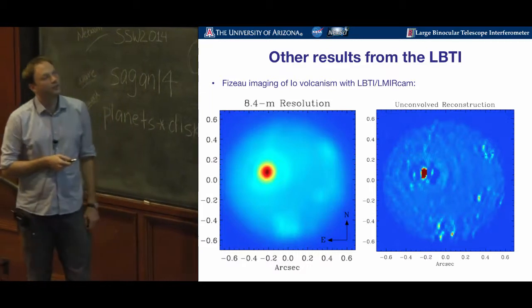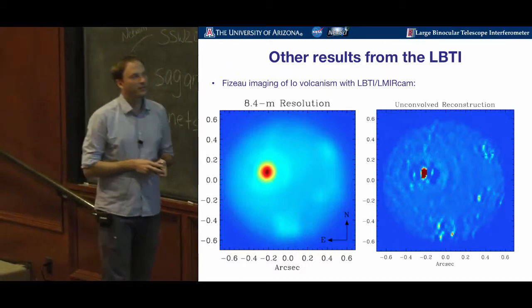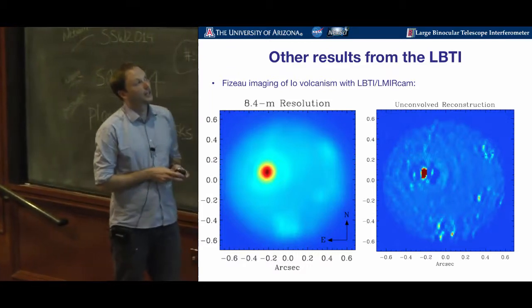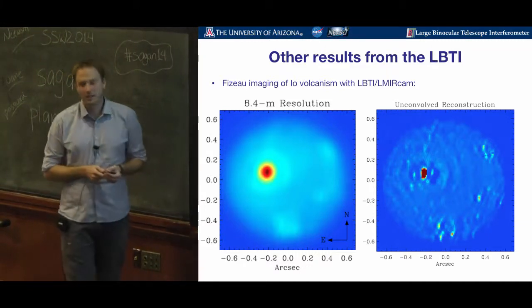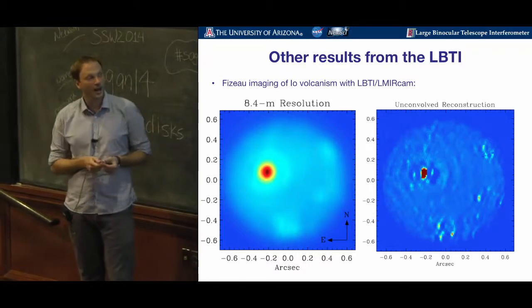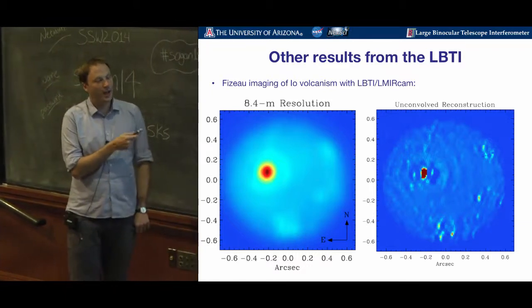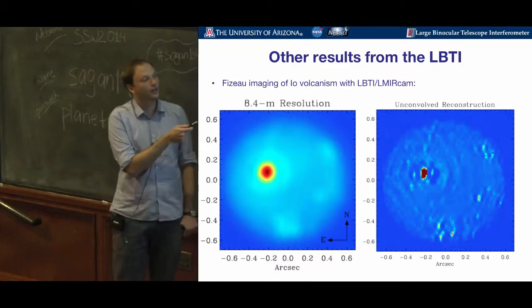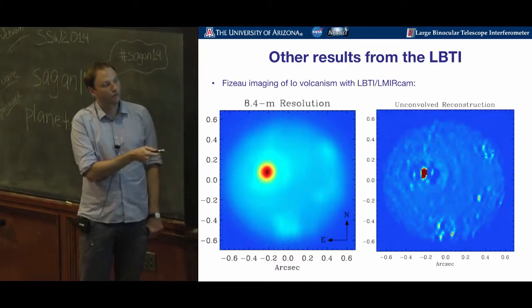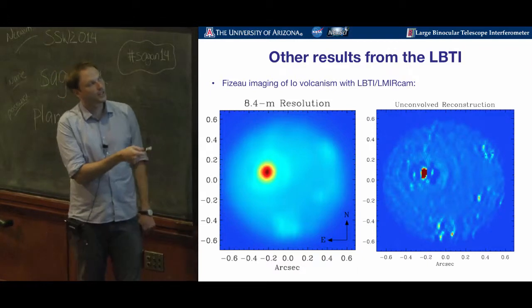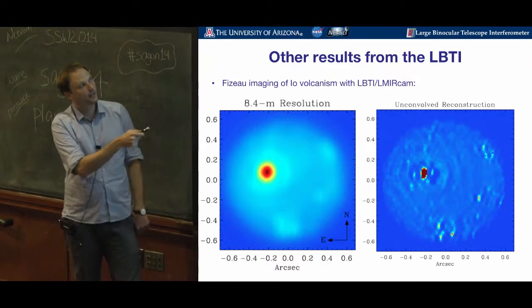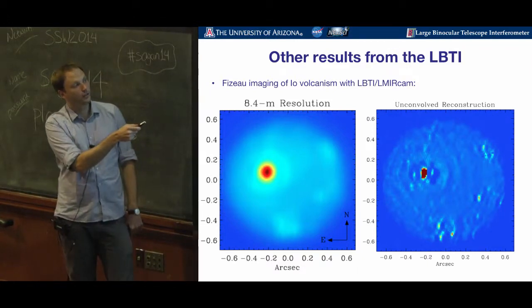Okay, so about different results, nothing to do with nulling interferometry. This is Fizeau imaging now. We obtained this nice image of the moon Io. So if you look at Io with a single aperture of the LBT, so the resolution of an 8.4 meter telescope, this is what you would see. So Io is here. This bright spot is a volcano on Io.